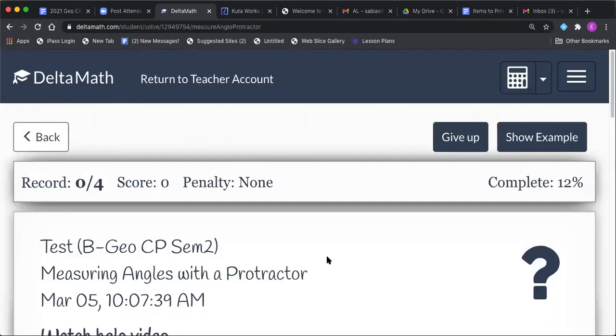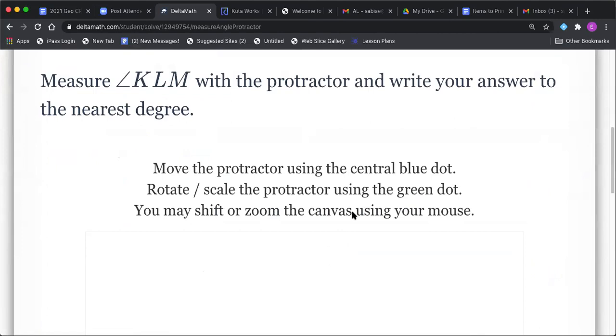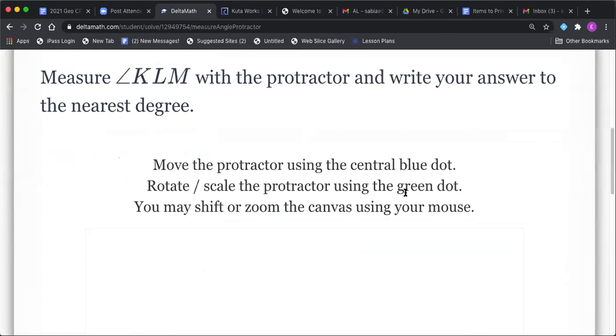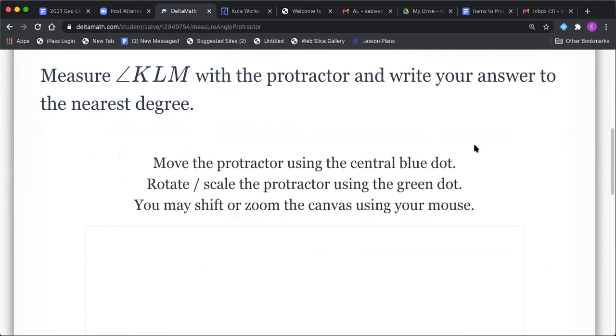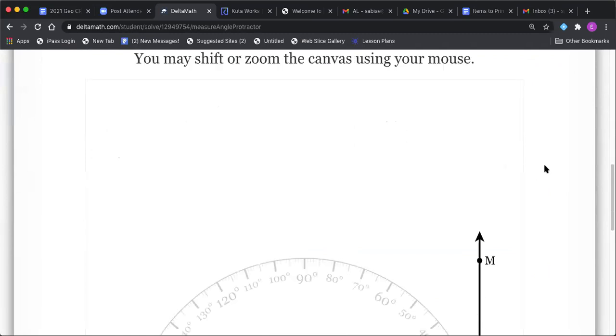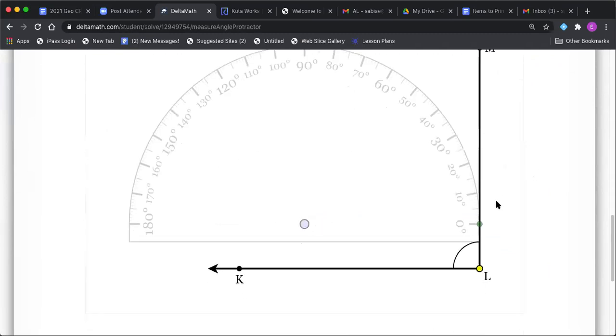And then the measuring the angles with the protractor part. All right, this is also kind of different, but really cool. So a protractor, I'm sure you remember, is just the tool that measures the degrees. So let's see here. Measure angle KLM with the protractor and write your answer to the nearest degree. So when you scroll down in here, you have an angle.